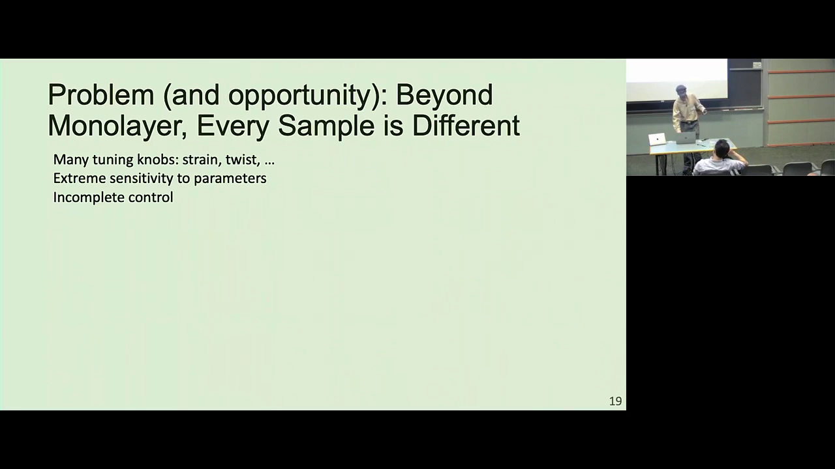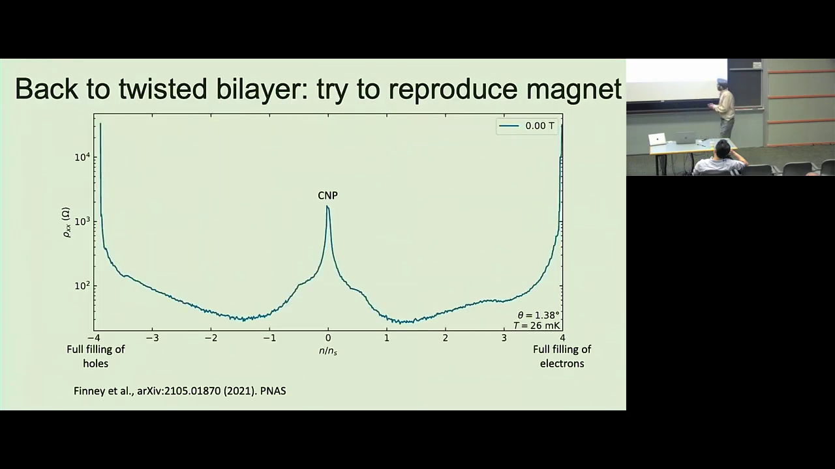So let's get to this second vignette, which comes from one of our attempts to reproduce this orbital magnetism. So here you have, on a semi-log scale, the longitudinal resistivity, and on the horizontal axis, we have the filling of the sample going from charge neutrality up through fully filling the band on the electron side, fully emptying the whole band. So this represents adding 8 electrons per moiré in total.